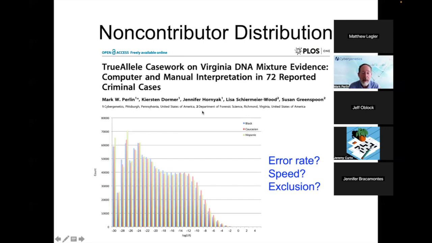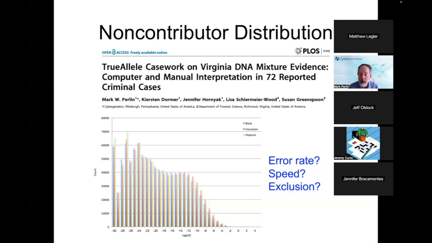This is the same non-contributor distribution we saw in this paper that's on our website and free online to take a look at. It's a very nice paper. Susan Greenspoon and Lisa Schimmer Wood were great to work with on this. We kept putting more in until everybody was happy with it. The first question is, what does this tell you about error rates? And I'll show you that right now.